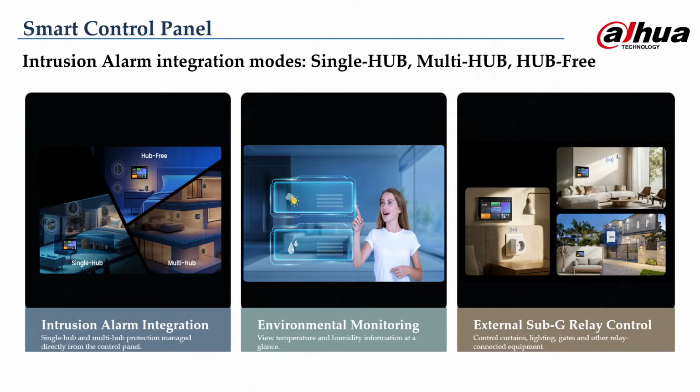What is the benefit of this? Because it has a huge benefit. Maybe I mentioned it before. With this smart control panel, you can integrate your Dahua intrusion alarm device called hub, and for this you have 3 integration modes, like single hub integration. It means SCP is connected to only one Dahua intrusion hub, and in this way you can arm or disarm your home or partitions or the whole system, and you can have zone status.